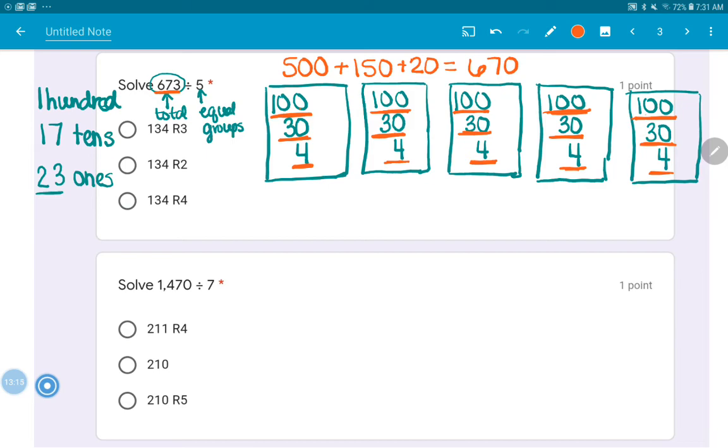but I have more than 3 groups. So that's going to be my remainder. To get from 670 to 673, which is the total that we started with, we have to add 3 more. And I can't put those 3 into the groups equally. So we're going to have a remainder of 3. I'm going to count how many I have in each group. There's 134 in each group with a remainder of 3. The answer is 134, remainder 3.